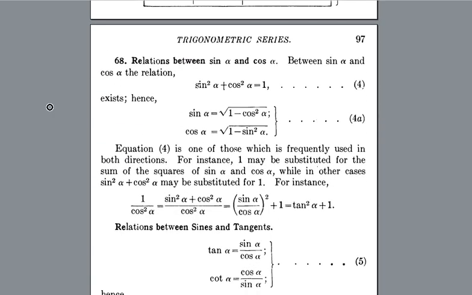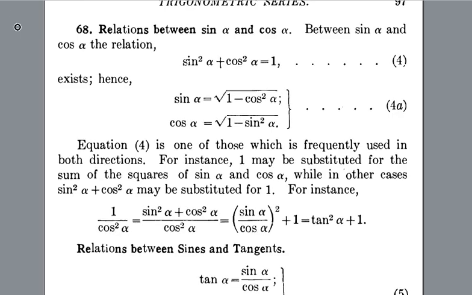The relation between the sine of alpha and the cosine of alpha is given by the square of the sine of alpha plus the square of the cosine of alpha equals 1. From this, the following can be derived. The sine of alpha equals the square root of 1 minus the square of the cosine of alpha. The cosine of alpha equals the square root of 1 minus the square of the sine of alpha. This equation is frequently used in both directions.